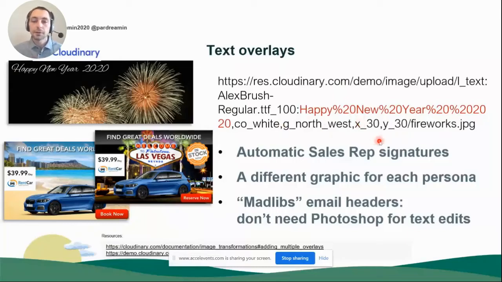You can use this for generating automatic sales rep signatures if you've got 1,000 sales reps, different graphics for different personas, and you can even enter text into email header images without having to tap your graphic design team to create a new image. You just overlay this text and your brand elements.